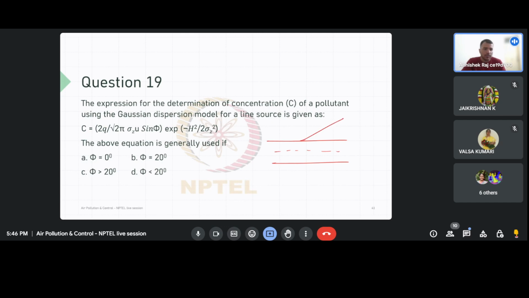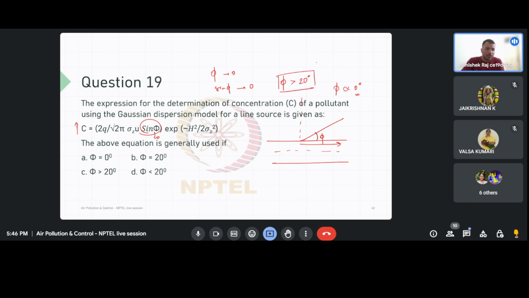What they will do is they'll calculate this at angle phi. If we take this angle to be very low, let's say phi is close to 0 degree, then sine phi is in the denominator. As we know, if phi tends to 0, sine phi will also tend to 0. So if this tends to 0, the concentration will shoot up to infinity. That's why we'll take a threshold of 20 degrees and higher than that only we'll calculate.